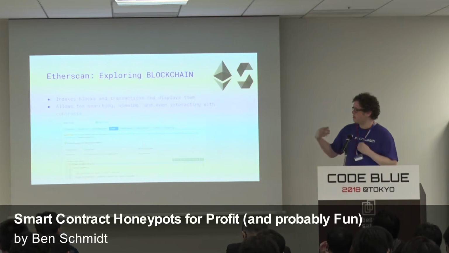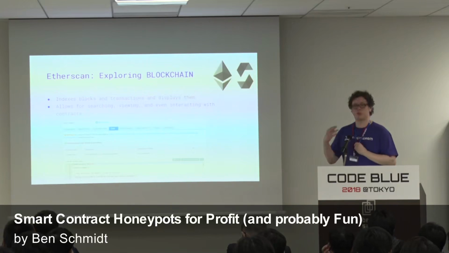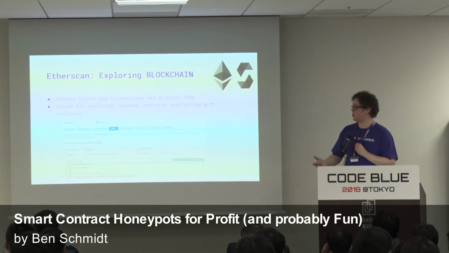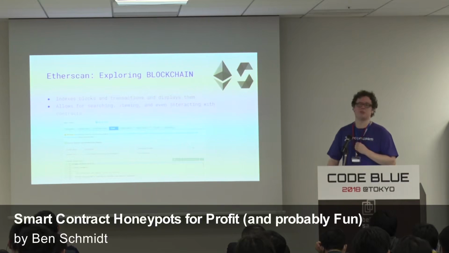So as I said, it indexes blocks and displays them. It allows you to search for things. It allows you to view things. And actually, they have a beta feature for directly interacting with contracts, so calling functions, etc.